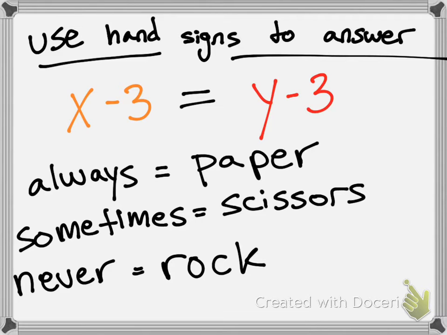If you think it's always, show me paper. If you think it's sometimes, show me scissors. And if you think it's never, show me rock. So the answer is sometimes. Yeah. So let's look at this case. First case that I can do is I can eliminate always. I can eliminate always because I have x is equal to 3 and y equals 4. If I do those numbers, are they going to be equal? No. So I can eliminate always.